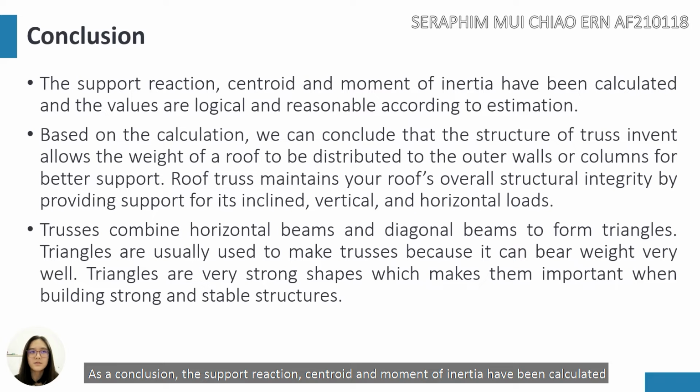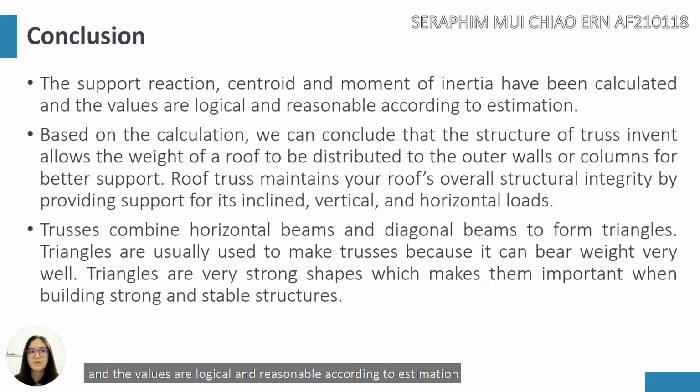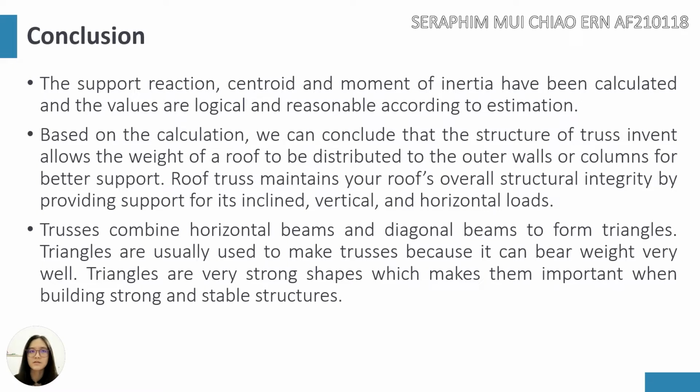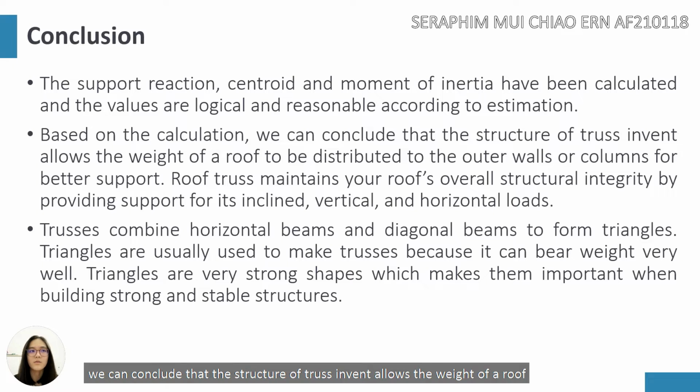As a conclusion, the support reaction, centroid, and moment of inertia have been calculated, and the values are logical and reasonable according to estimation. Based on the calculation, we can conclude that the structure of truss allows the weight of a roof to be distributed to the outer walls or columns for better support. Roof truss maintains your roof's overall structural integrity by providing support for its inclined, vertical, and horizontal loads.